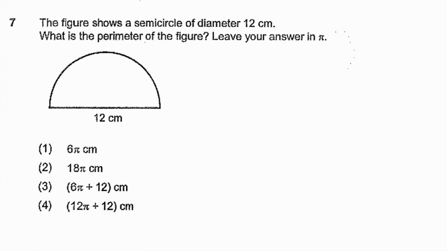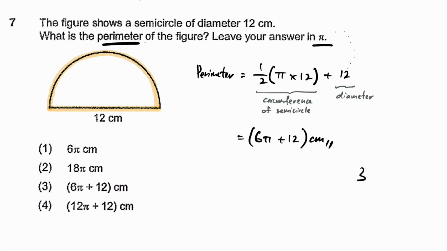Figure shows the semicircle of diameter 12 centimeters. What is the perimeter? So take note, the perimeter includes the length of the straight line. And leave your answer in terms of pi. So what we'll do is to find the circumference of a semicircle. So do not hesitate, write half straight away. Half times pi d, right? Pi times diameter d. Then we have to remember to add the diameter, basically, the straight line. So from here, 12 pi is basically 12 pi, and half of that is 6 pi. 6 pi plus this real number here, 12, and then put parentheses around it in centimeters.